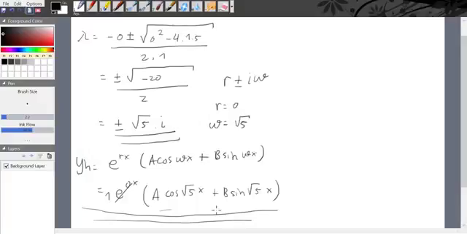The next step is that we need to find yp. As mentioned before, y(x) is equal to yh plus yp, and we already accomplished yh, and now we need to find yp. So you could copy this yh first: a cosine square root of 5 x plus b sine square root of 5 x. So I'm going to clear this.